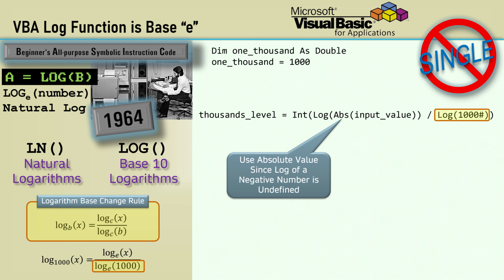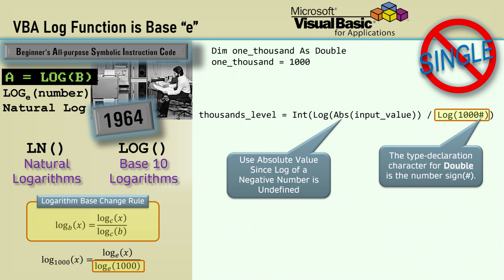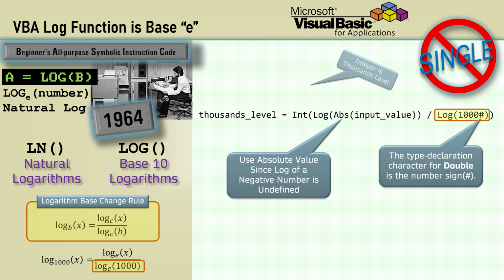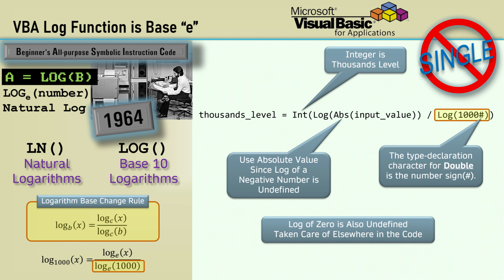Most professional software engineers do not like this, but the type declaration for a double precision number is the pound sign, used at the end of the number. That takes the number 1000 into the calculation as a double, without independently dimensioning a variable for it. Then the integer of that result is taken, which represents the base 1000 exponent of the input value. The log of 0 is also undefined, but we'll take care of that in the code early on.